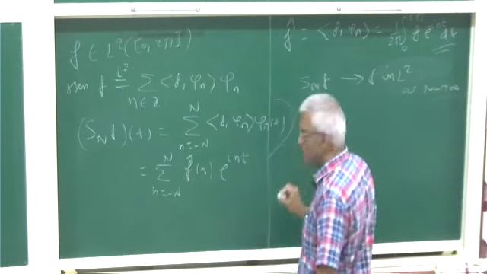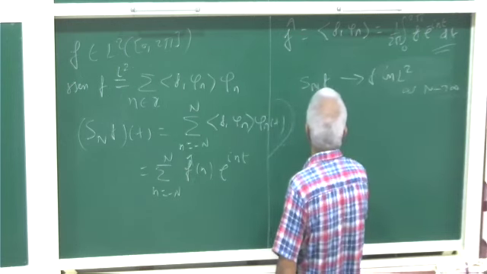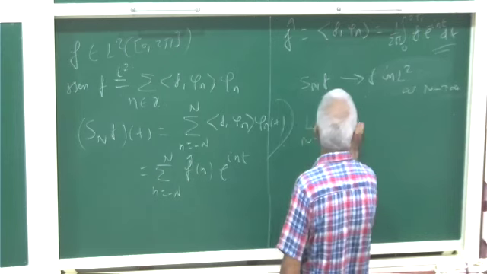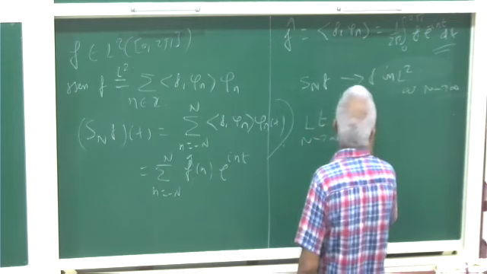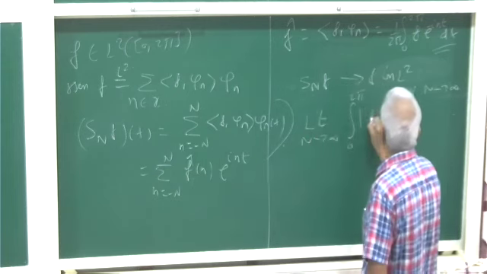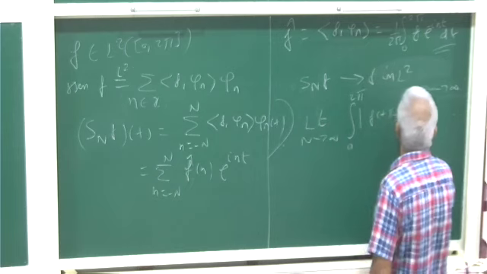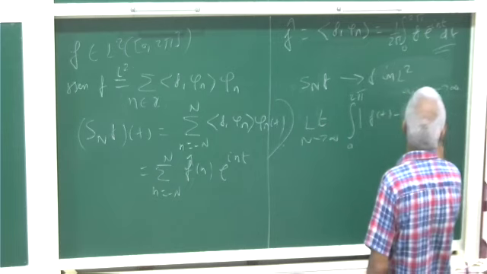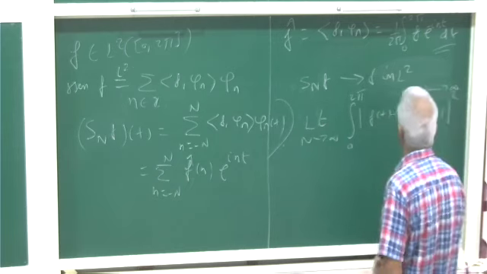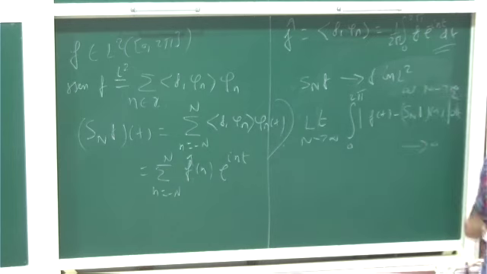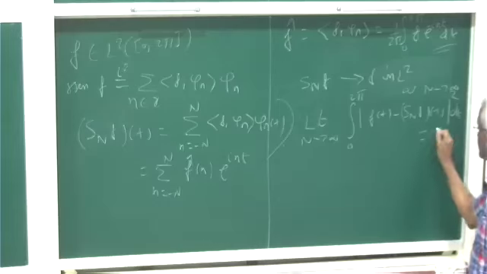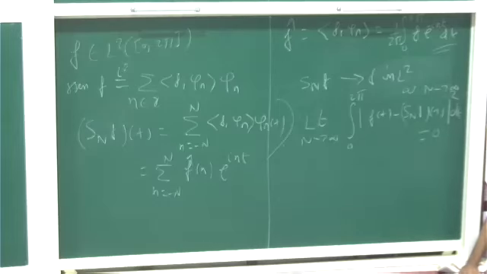So what does this mean? This means the limit as n goes to infinity of the integral from 0 to 2 pi of the modulus of f minus S_n f, squared, dt, goes to 0. Okay, this is precisely the meaning.